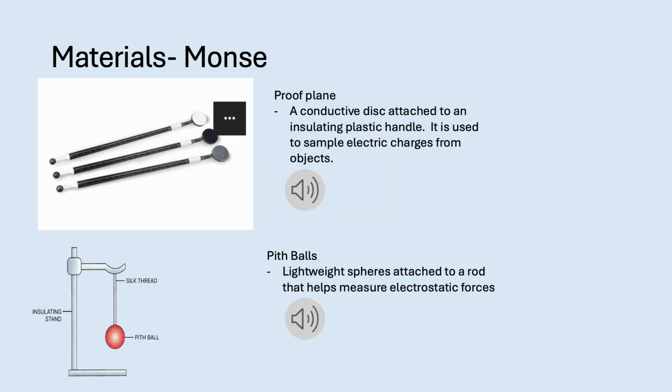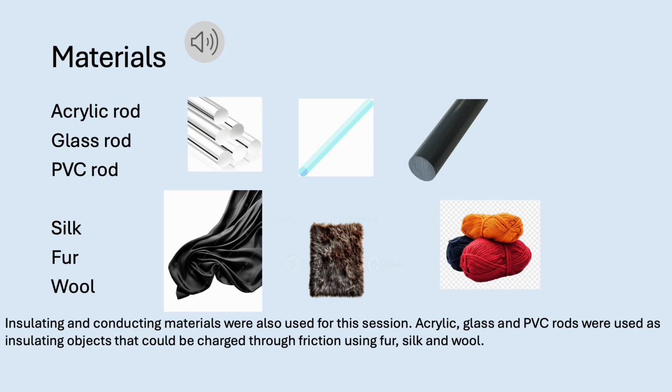This session also required the proof planes. The proof planes are conductive discs attached to an insulating plastic handle. They are used to sample electric charges from objects. Pith balls are lightweight spheres attached to a rod that help measure electrostatic forces. Insulating and conducting materials were also used for this session. Acrylic, glass, and PVC rods were used as insulating objects that could be charged through friction using silk, fur, and wool.